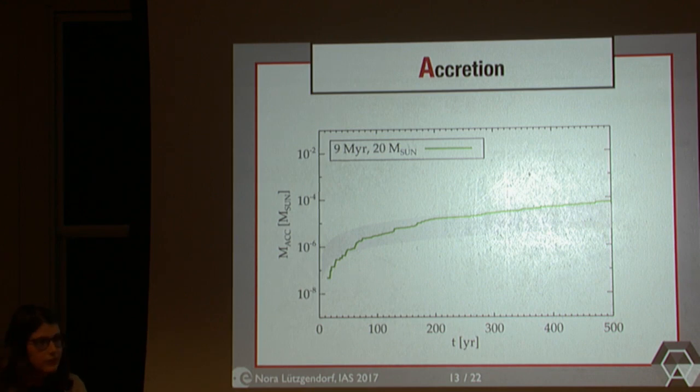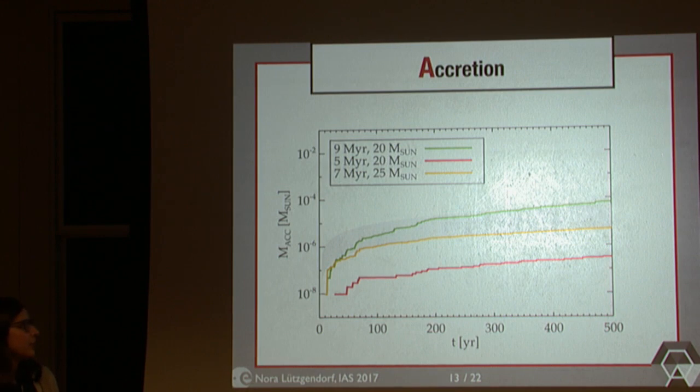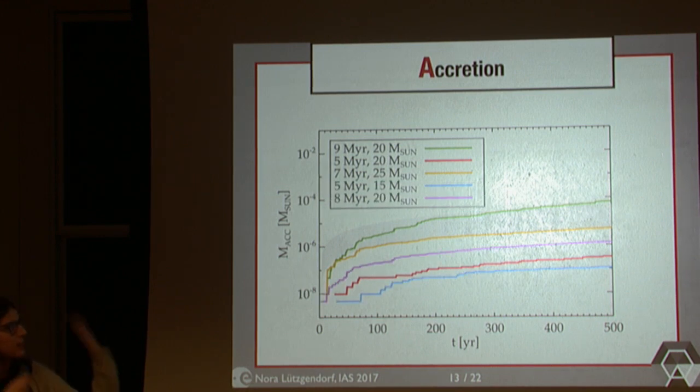So this is what we were interested in. That's the accretion, a cumulative accretion over the 500 years that we simulated. The gray area is what we found in the literature, measurements of the accretion of Sagittarius A star. And the green line is what we found with our current setting of 9 megayears and 20 solar mass stars. Then I thought, let's change the parameters and see what happens. I was actually surprised that it changed the whole accretion by so much by just changing our stellar parameters by a few digits. And this is all the runs we did.